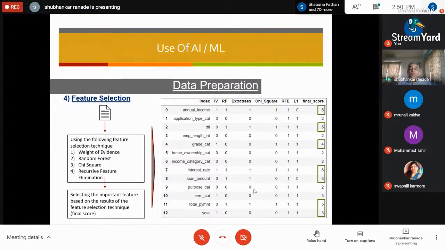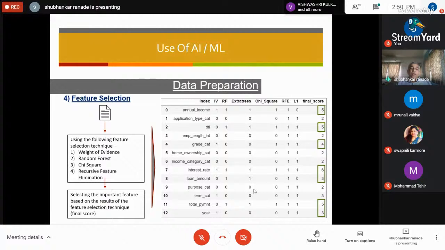If you look at the first one, which is annual income, all the algorithms except the L1 algorithm said annual income plays an important role in whether this loan will turn good or bad. So out of the 6 algorithms that I used, 5 said annual income is the attribute to be considered. So the score was 5. I looked at all such variables and then looked at which are the topmost, scored by all.